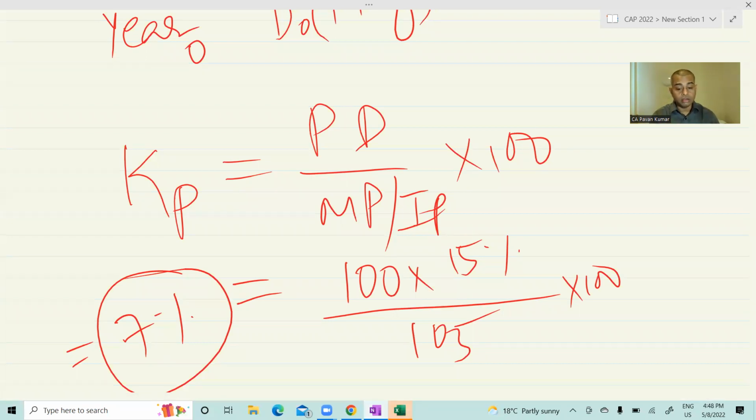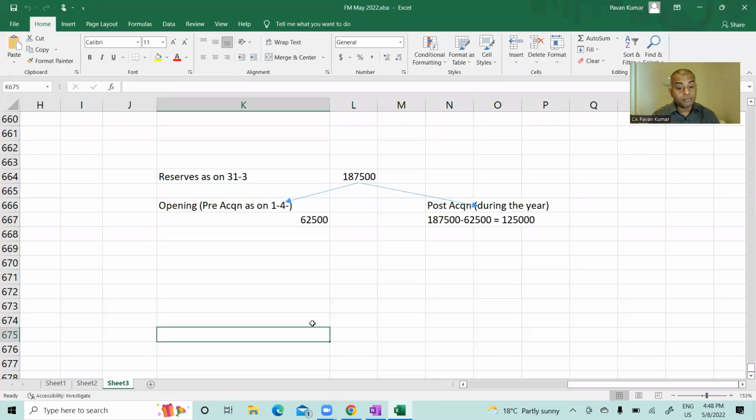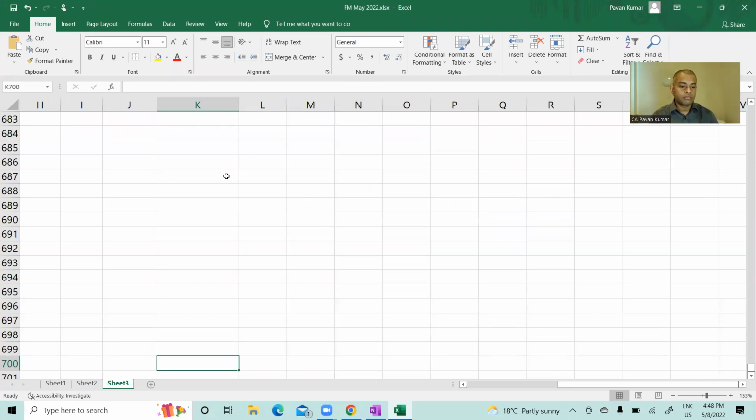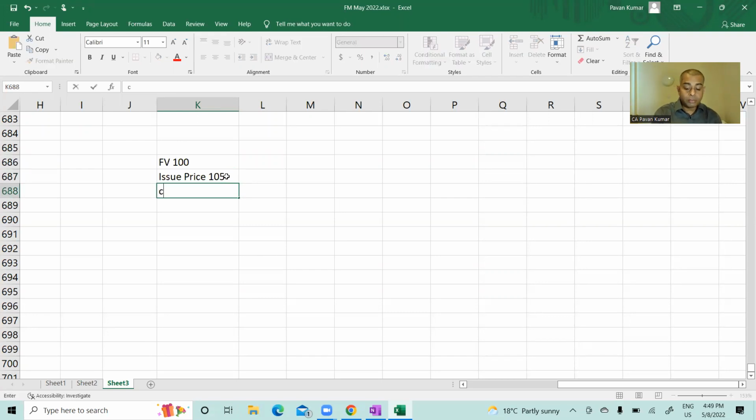I'll give you one excellent example. Yield to maturity problems were newly added in the study material last year, so they are there in your book now. Say, for example, today you are issuing a debenture at 105. Face value 100 rupees. Issue price 105. Coupon rate 12%.